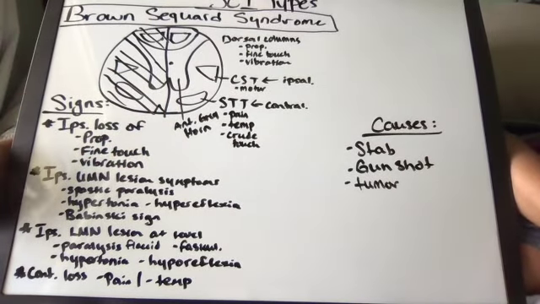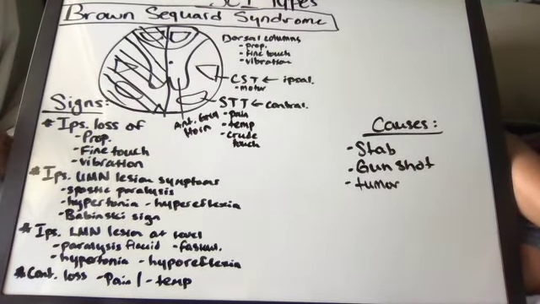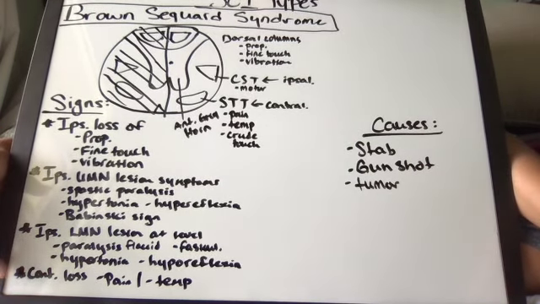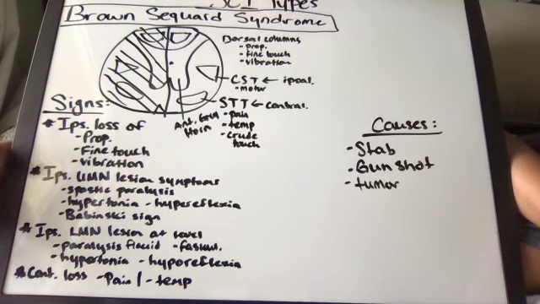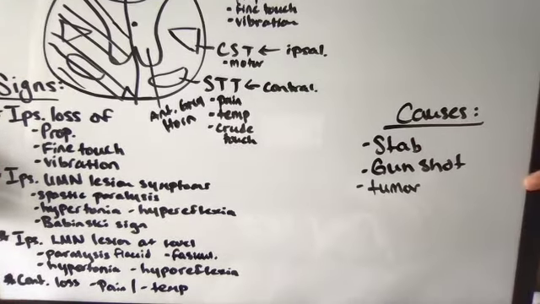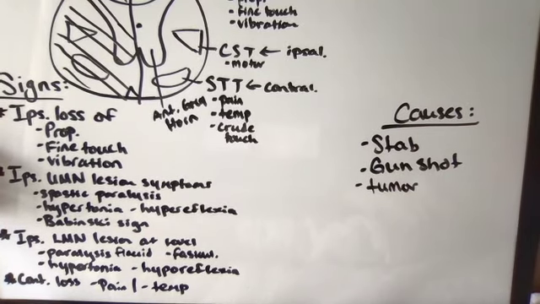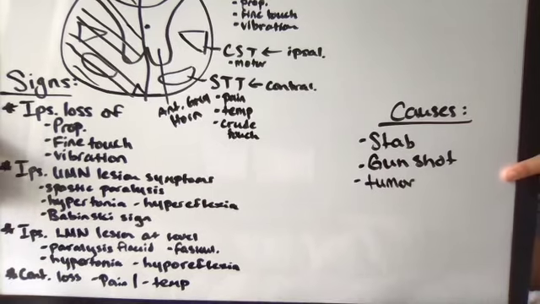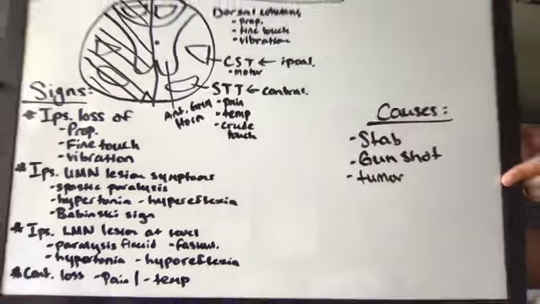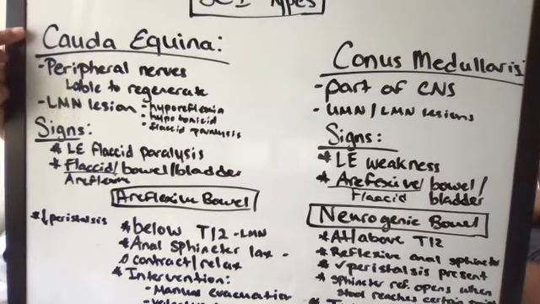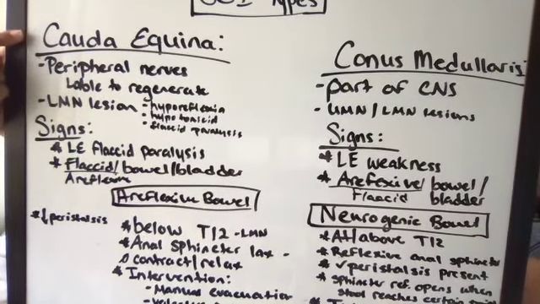So same side loss of sensory and of upper motor neuron, and then contralateral, opposite side loss of pain, temperature, and maybe crude touch. Commonly, Brown-Sequard syndrome is caused by a stab wound, a gunshot wound, or possibly even a tumor pushing up against and damaging the one side. The last two are Cauda Equina and Conus Medullaris.